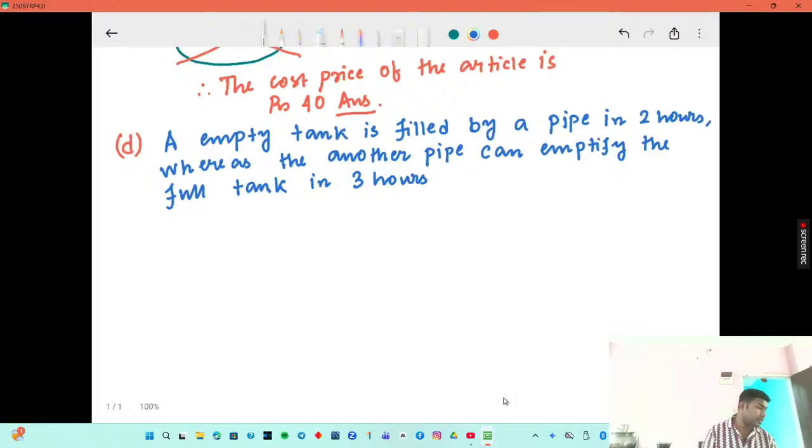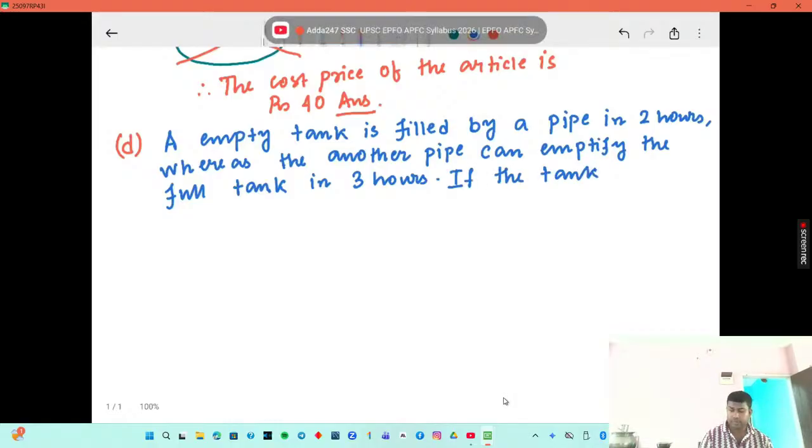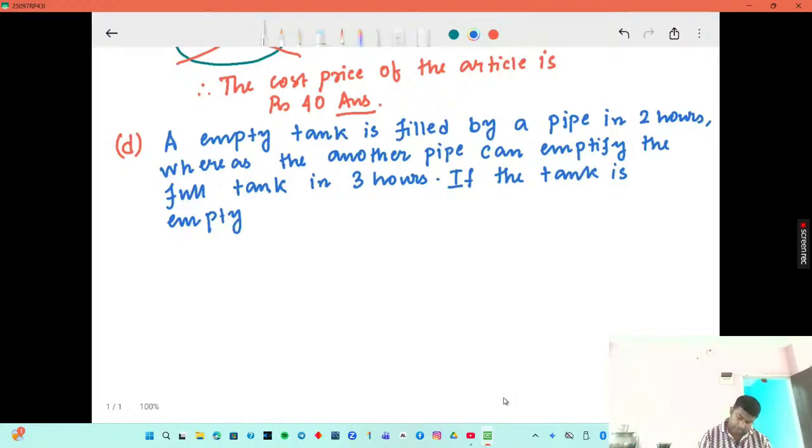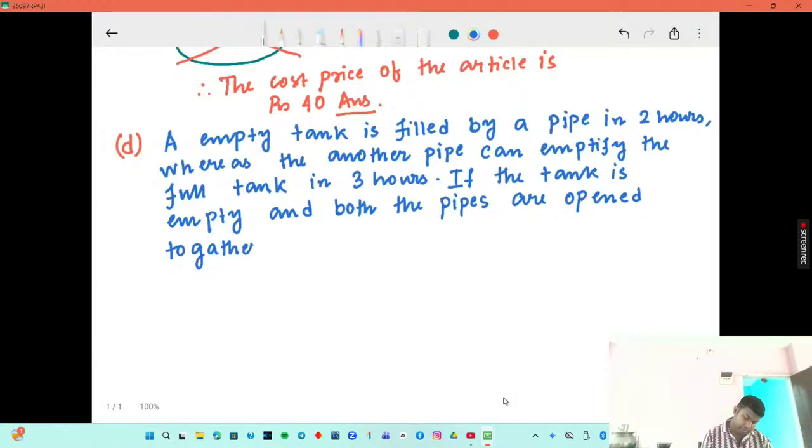Now the question is given as, if the tank is empty and both the pipes are opened together, the tank will be filled in.